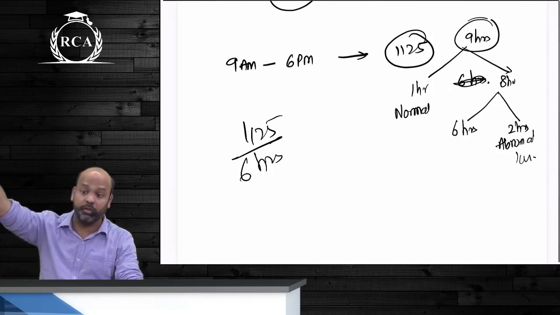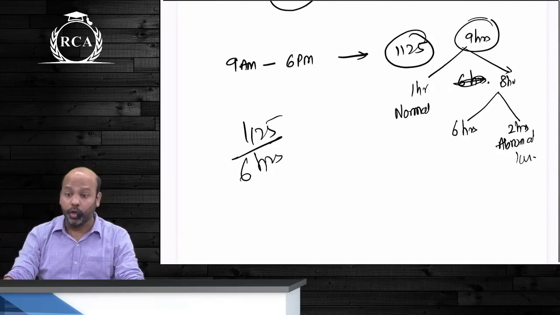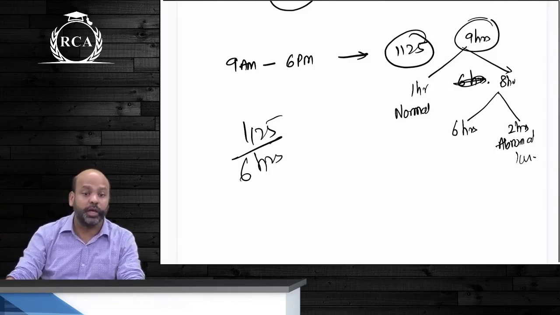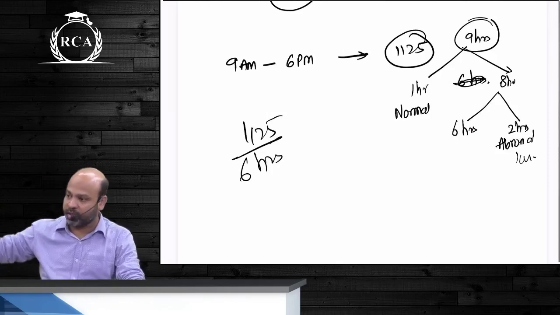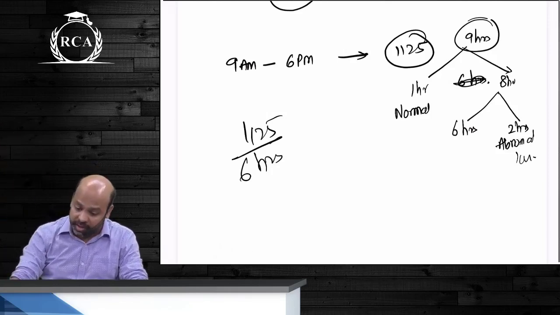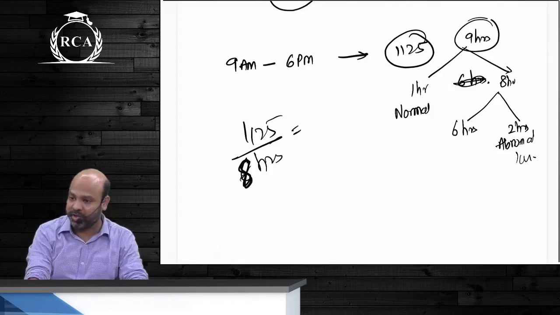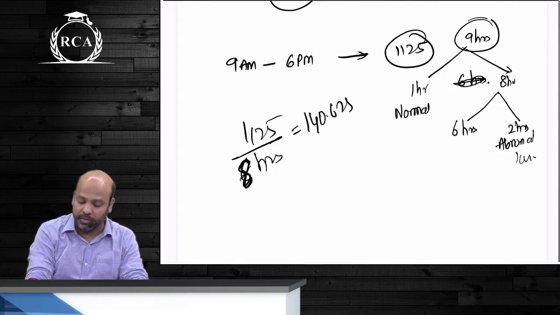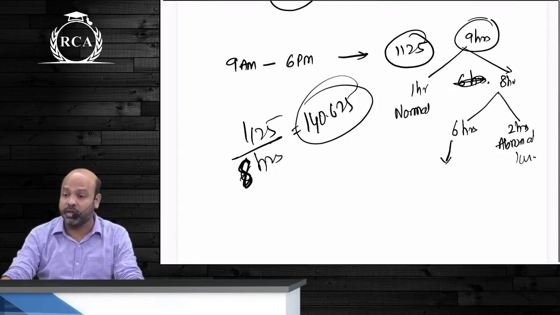If you divide 1125 by 6 hours, what are you doing? Including those abnormal losses also in the cost of good units, which is incorrect. Because if you do not sell these inventories, you are including a higher proportion of cost in the inventories. So you will only have to remove normal loss. The effective wage rate per hour will still be 140.625. When you allocate wages, you will allocate wages only for 6 hours.